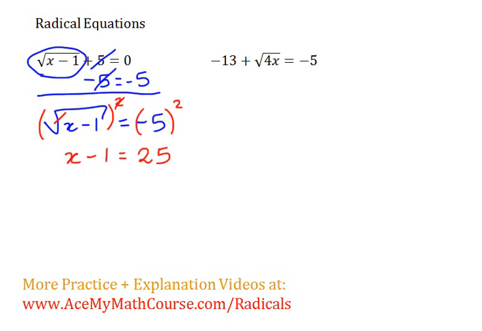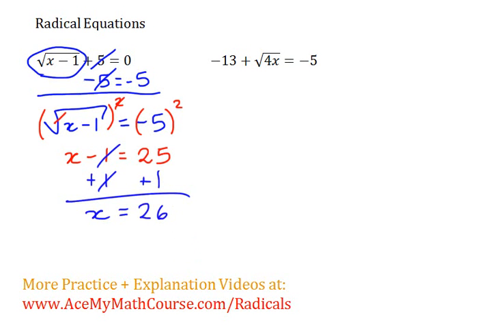Great. So what do I do now? I can just add a 1 to both sides of the equation. Negative 1 plus 1 is 0. So I get x is equal to 25 plus 1, 26. Great. Are we done? Well, not quite.